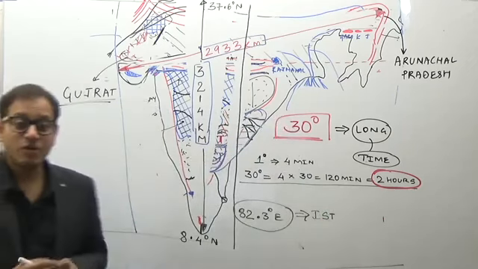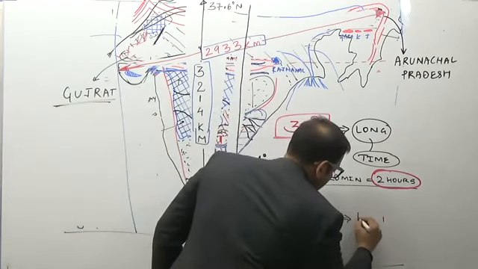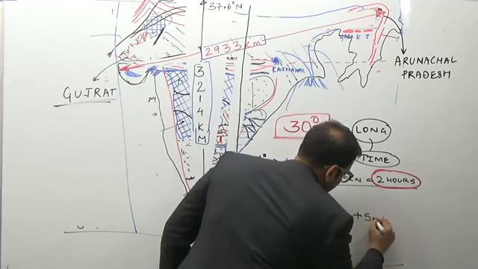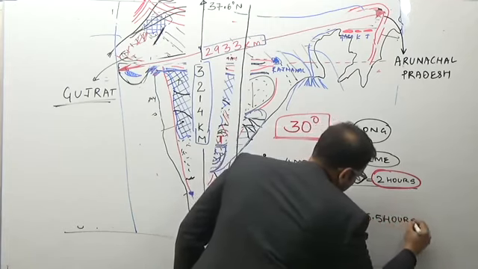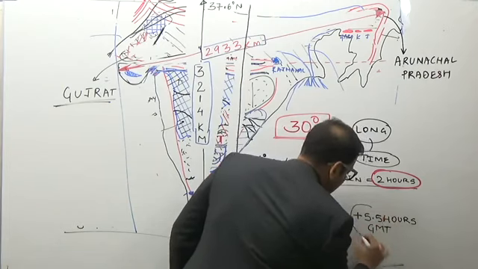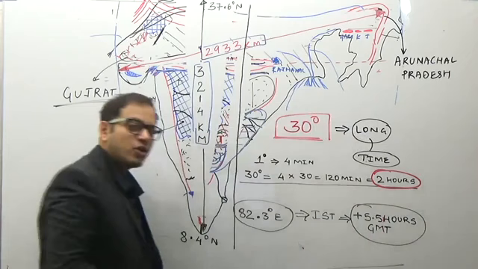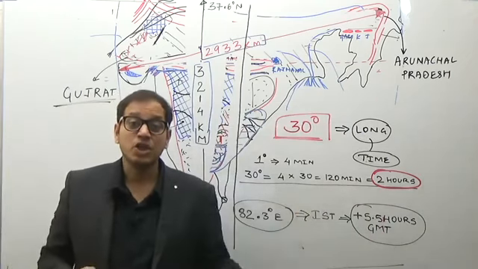This is the longitude through which we determine the Indian Standard Time, IST. And obviously the Indian Standard Time is 5.5 hours ahead of Greenwich Mean Time or World Time. So Indian clocks are 5.5 hours ahead of Greenwich Mean Time.